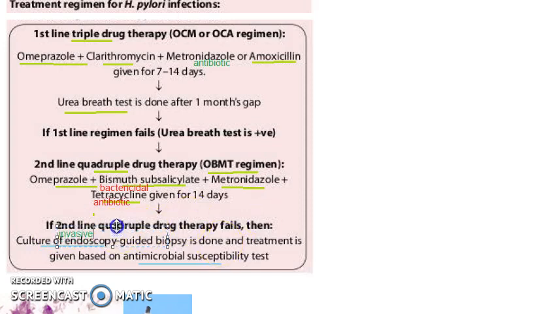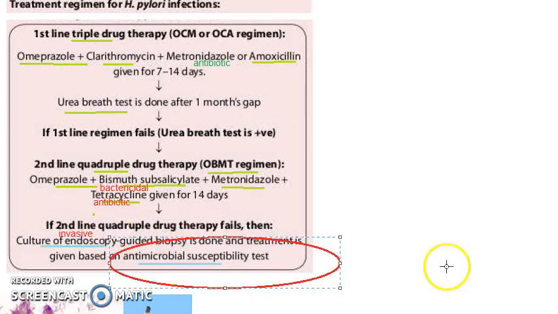You will do the endoscopy guided biopsy, and then you will also do an antibiotic susceptibility test, after which you will give the new drugs. Remember, for every lab diagnosis you should write antibiotic susceptibility test. We kind of forgot to mention that in the previous videos. At the end of every lab diagnosis, please write this antibiotic susceptibility testing.